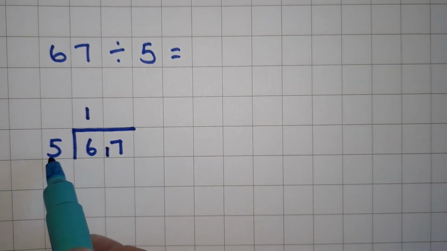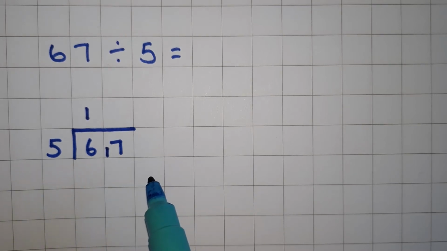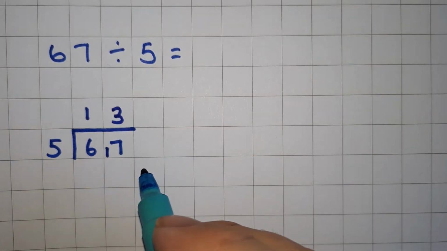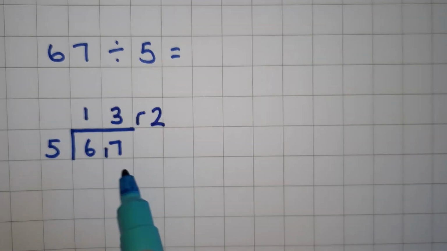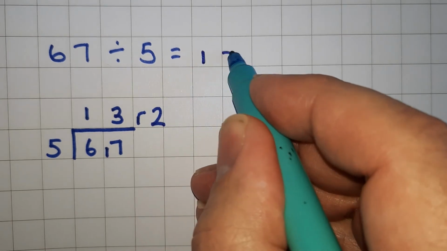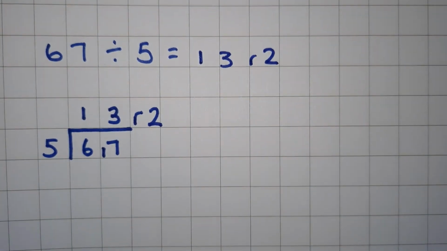17 divided by 5, or 3 times 5 is 15, with 2 left over to make 17. So we can make 3 whole groups of 5, and we have 2 left over, remainder 2. 67 divided by 5 is 13, remainder 2. Let's try one more.